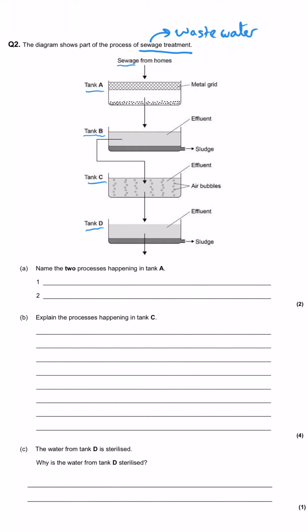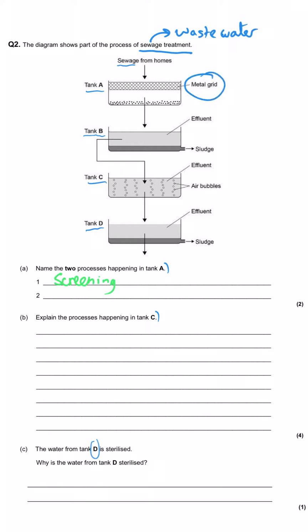You can see that they're asking us about A and C and D, but they're not asking us about tank B, which I will mention very briefly. So name the processes happening in tank A. We just need to dive straight in with the first one. This is called screening. We've been asked to name it, by the way, so we don't need to go into any greater depth than that.